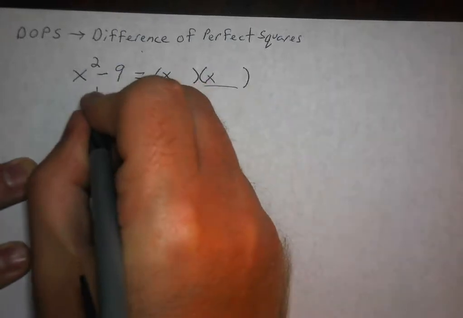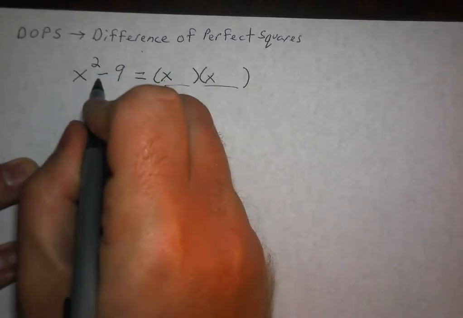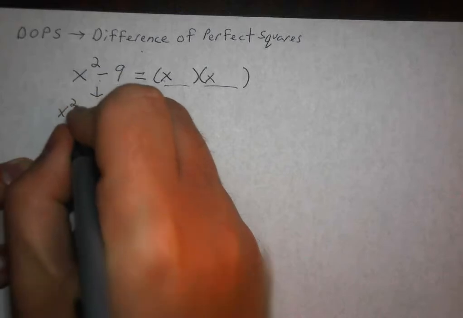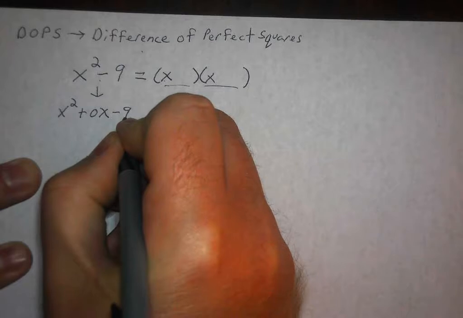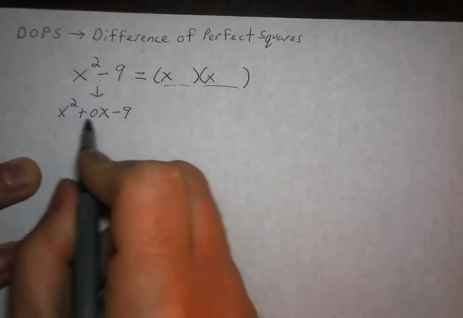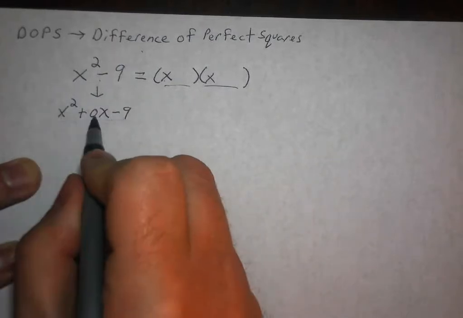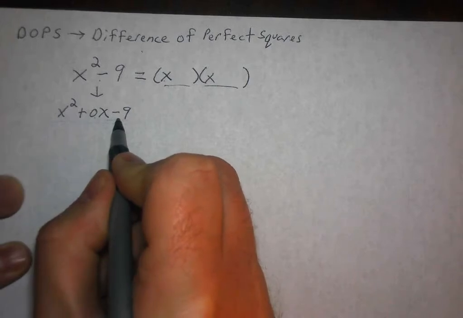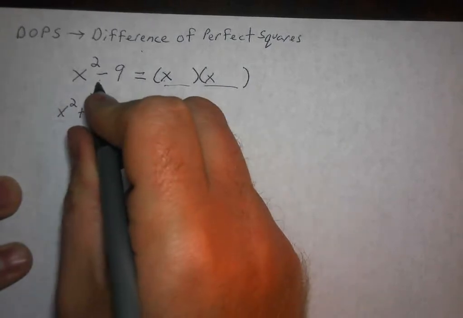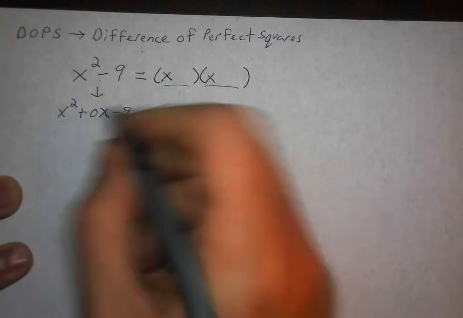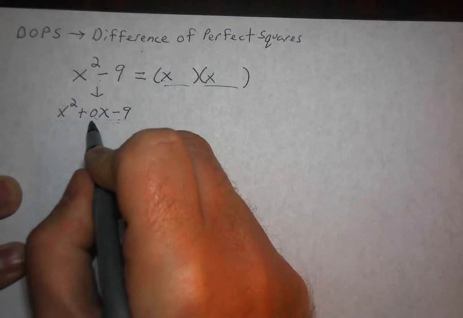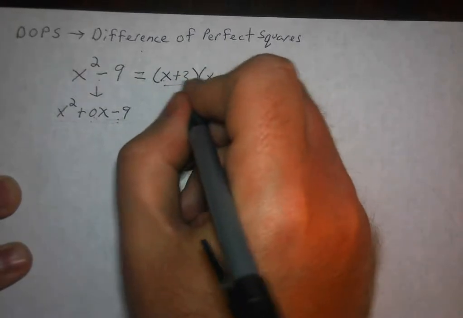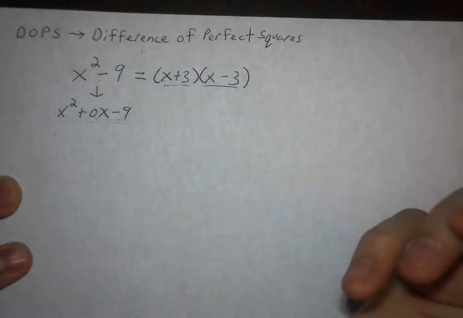And the reason I'm saying that is, notice that the x term, x to the first, is missing. So this is really x squared plus 0x minus 9. This will be the standard form, writing a, b, and c values in that form. So that middle term is really a 0x. So what multiplies to negative 9 and adds to 0? Well, positive 3 times negative 3 will do it.